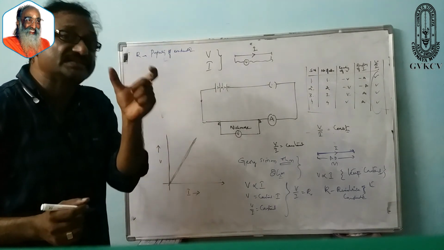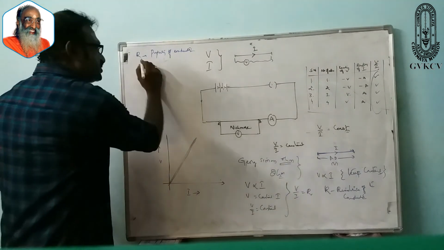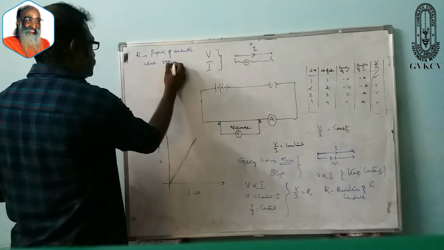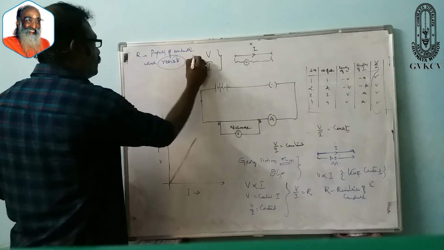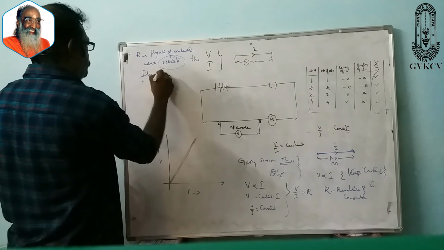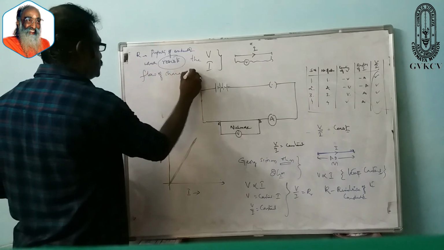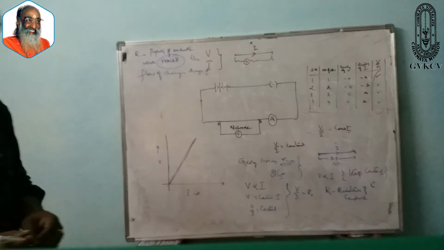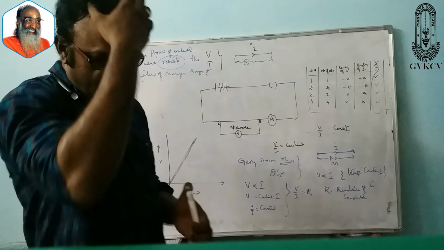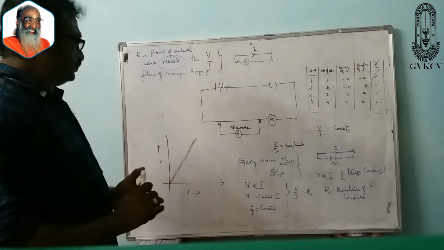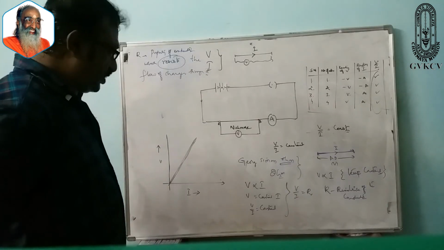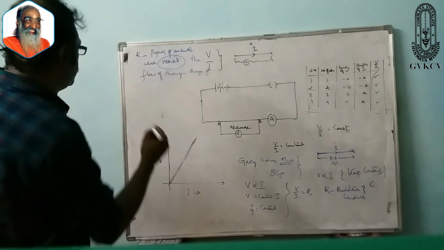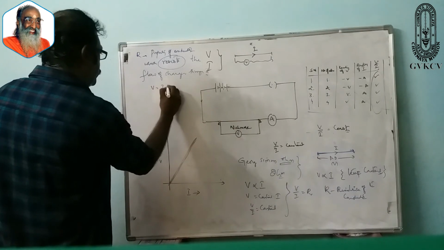So resistance is the property of a conductor which resists the flow of charges through the conductor. So this is the definition of resistance. And now from Ohm's law we have just got an expression: V by I is equal to R, or V is equal to IR. Okay, this is an important expression for us.